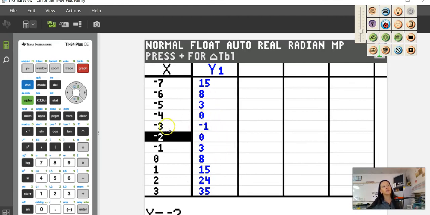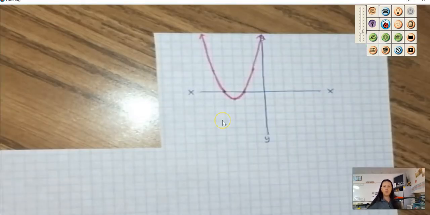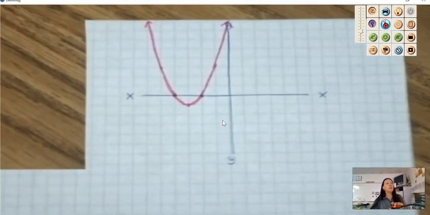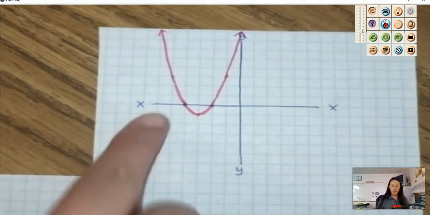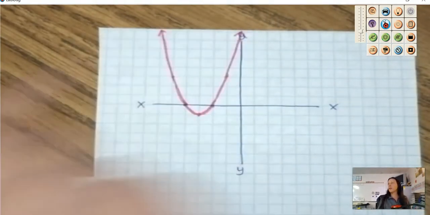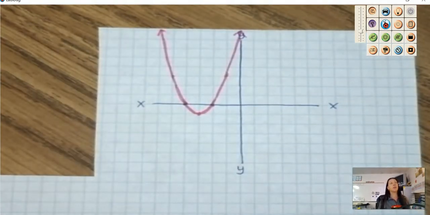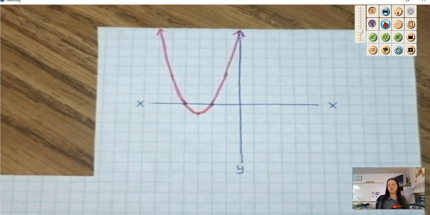So the vertex is here at -3, -1. So you were going to need a few numbers before that. So if you're using Desmos, you needed to type in -4, -5, even maybe -6. And then graph those. Your graph should look something like this. It should be U-shaped. And make sure you have arrows. I'm noticing on your test you guys are forgetting arrows because it goes on forever.